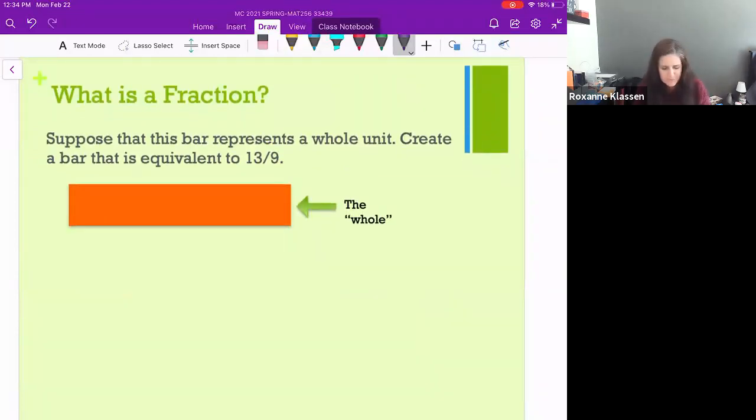I want you to do this now. This bar is the whole unit, or 1 whole. Using this bar, make it so it's, sorry, I feel like I have this written very poorly. So if this bar is 1 whole, can you draw a picture that shows 13/9? I'm going to let you think about it and struggle for a minute. Okay, so think about it, 13/9.